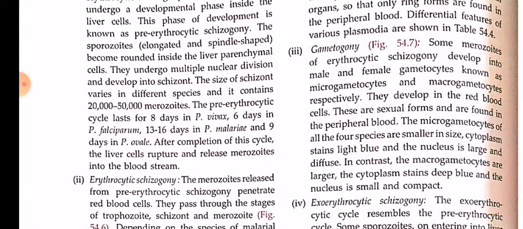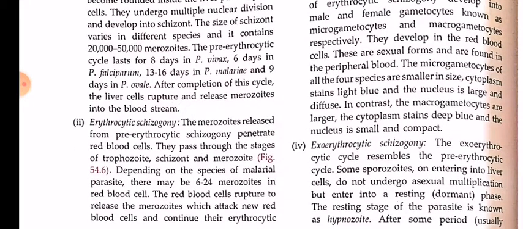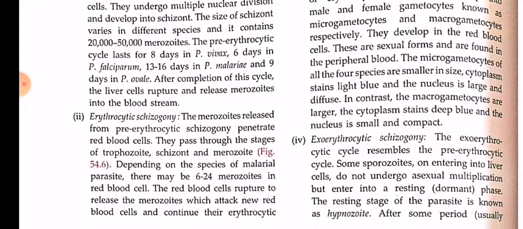The pre-erythrocytic cycle lasts for about 8 days in Plasmodium vivax, 6 days in P. falciparum, 13 to 16 days in P. malariae, and 9 days in P. ovale. After completion of this cycle, the liver cells rupture and release merozoites into the bloodstream.